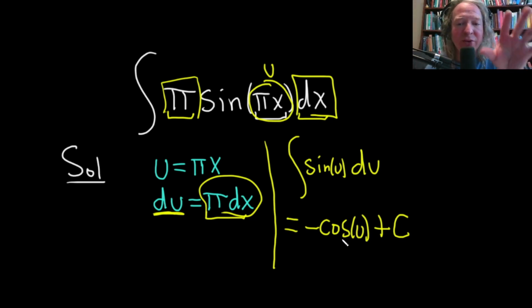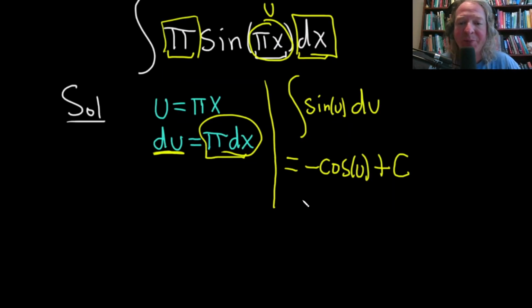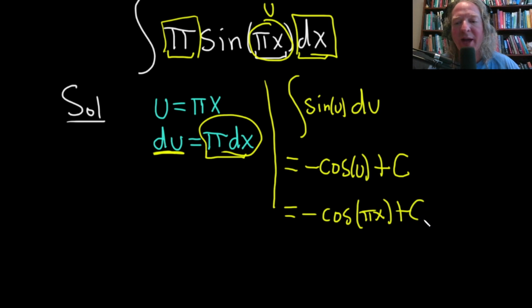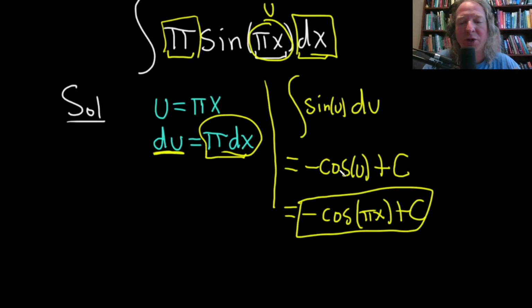And you should always check your answer. When you differentiate cosine, you get a negative sine, but you have a negative here already, and so the double negative is going to turn it into a sine function. And so this is equal to minus cosine of u, and u was pi x. And then we still have our constant of integration, capital C. So it's always really, really important to go back to the original variable, which in this case was x.